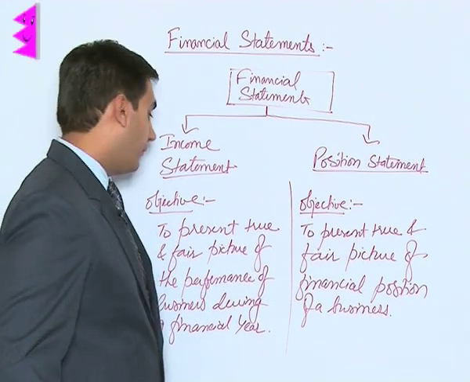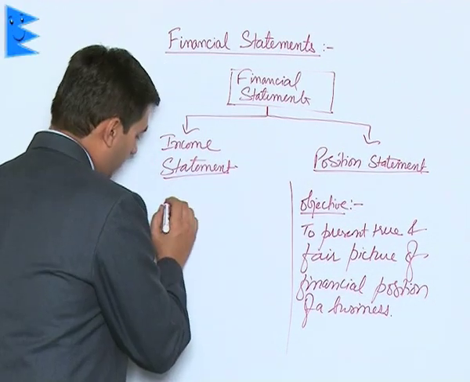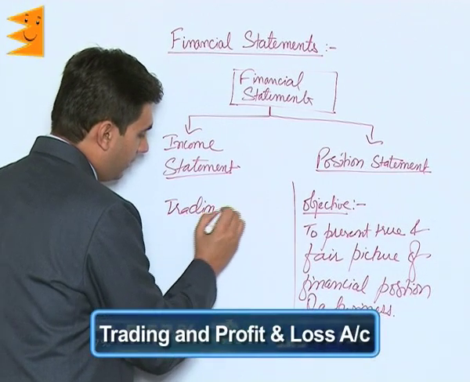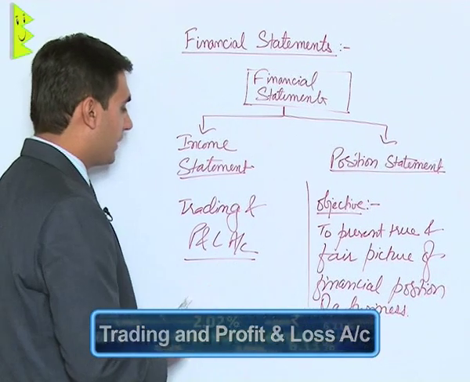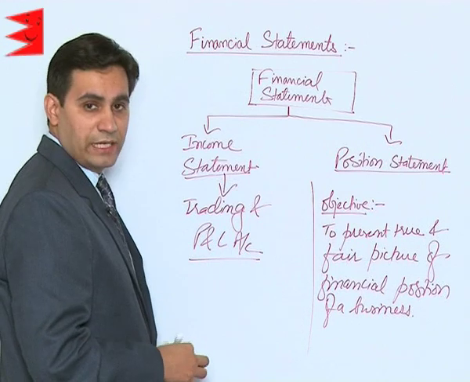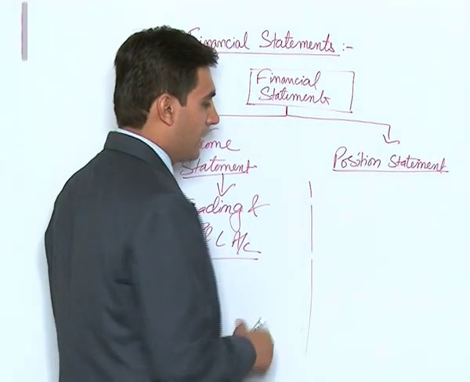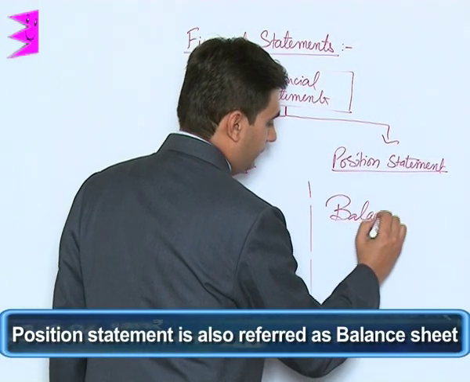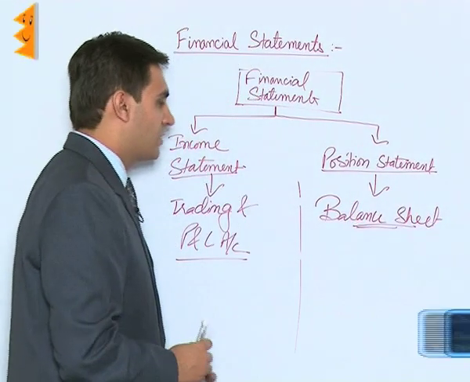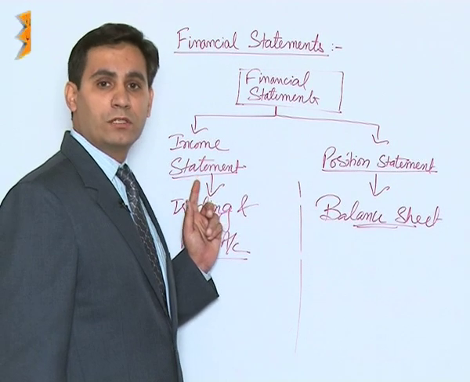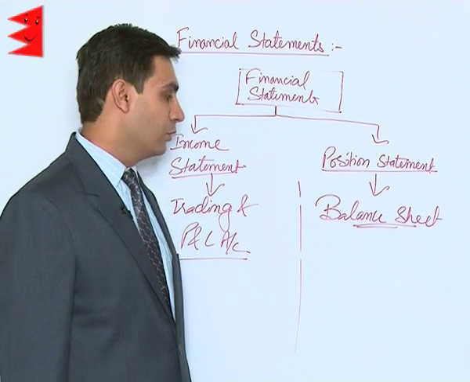Now students, the income statement includes two types of accounts. That is, it includes the trading and profit and loss account, or in other words we can say that the income statement is also referred to as the trading and profit and loss account, whereas the position statement is very often referred to as the balance sheet. So then we have two parts of financial statements. One is the income statement, which includes the trading and profit and loss account, and the second part is the position statement, which includes the balance sheet.